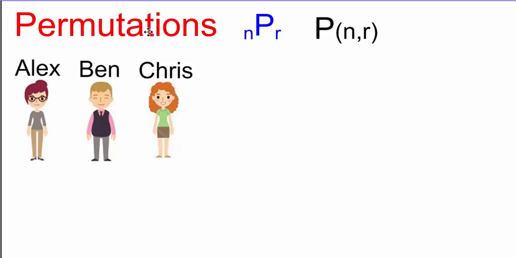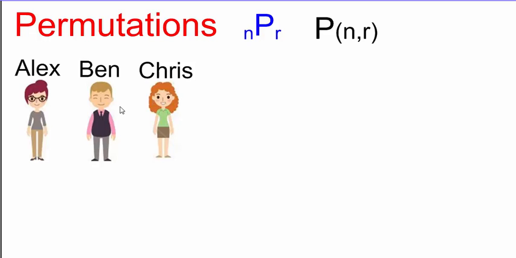So the word permutation means arrangement. And so we'll only be using permutations, or the concept of permutations, when the order in which things occur, or the order in which people are chosen, or the order in which objects are arranged matters.